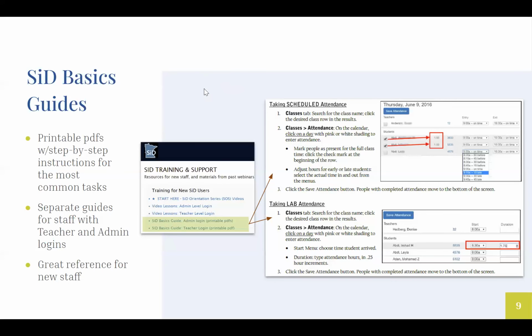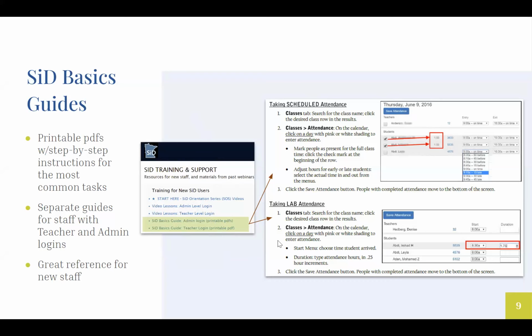And then finally, the SiD basic guides. And these, as I mentioned, are printable PDF documents that go into great detail. So these are something you might want to print up, put in a little manual for your staff. We have the one that's for the admin login. That one's like 10 pages, I want to say, with all kinds of great details, screenshots, something you can print up and your staff can write on.